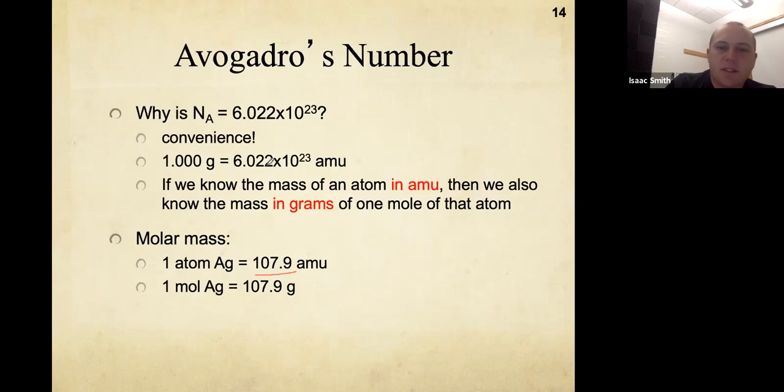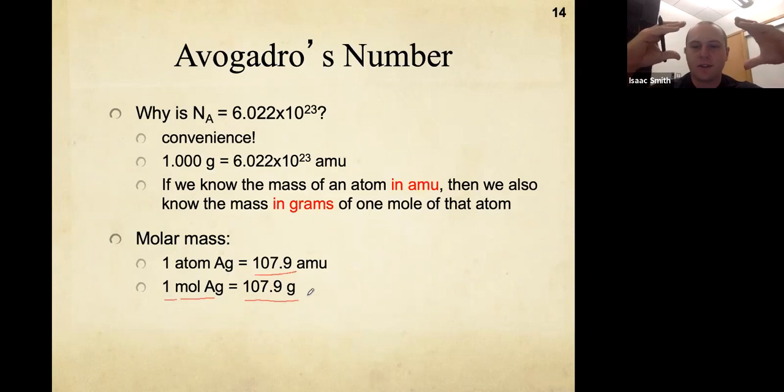But because there is 6.022 times 10 to the 23rd atomic mass units in 1 gram, if you run the conversion, you would see that 1 mole of silver, so 6.022 times 10 to the 23rd atoms of silver, is actually equal to 107.9 grams. If you took that many atoms of silver and put it on a scale, you would get 107.9 grams of silver.